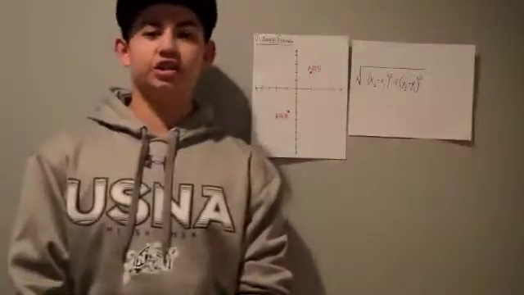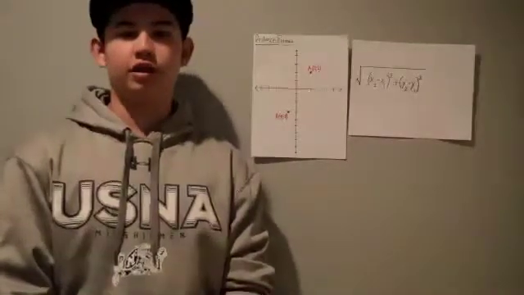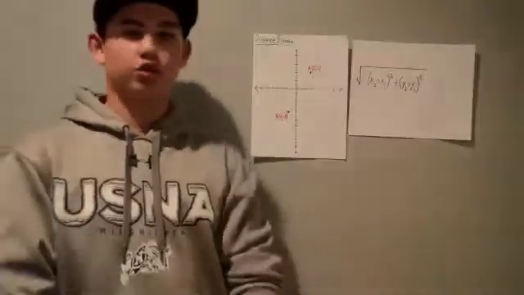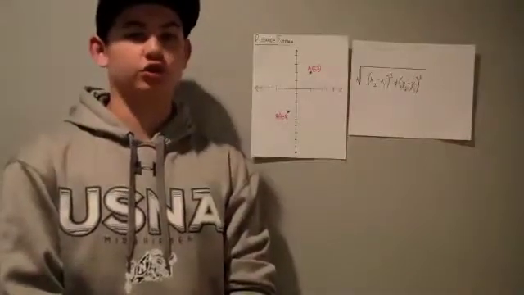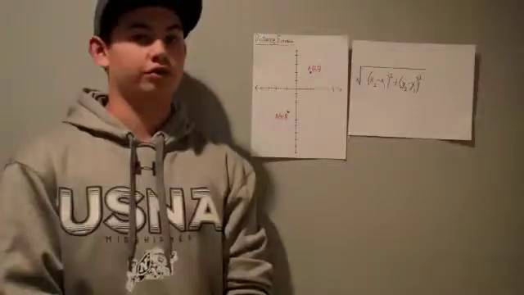To find the distance between 2 points on the coordinate plane, we use the distance formula. The distance formula is the square root of x2 minus x1 squared plus y2 minus y1 squared.